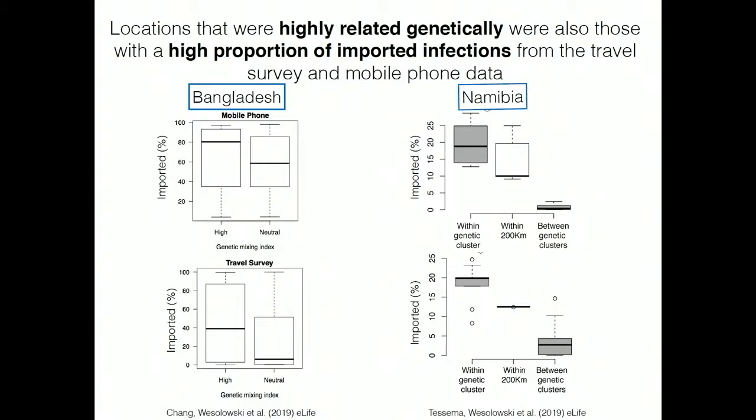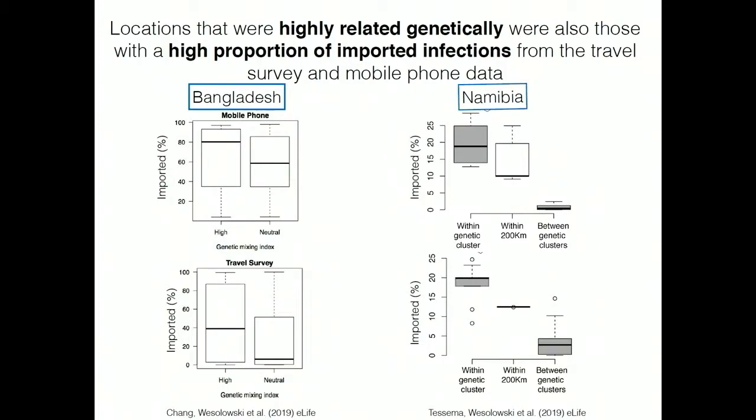And we can combine this. With the mobile phone data and the travel survey data, we can get a sense of where we think importations are occurring, which places we think are connected or not. And we can develop a measure of the percentage of importations in each of those locations. And what we can do is combine that with the genetic data, to say there's also genetic evidence that we have highly related parasite populations that are far away, and try to figure out where that is occurring frequently or not, and whether those are the same places or not.